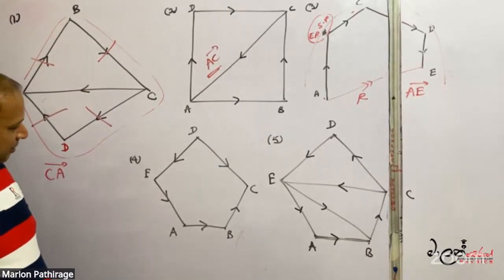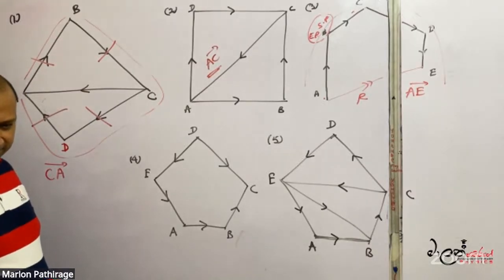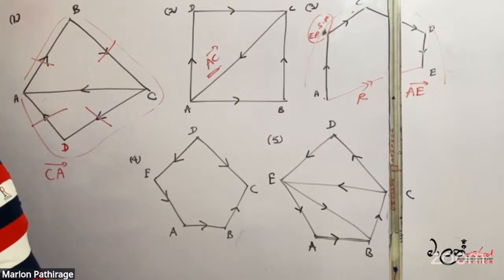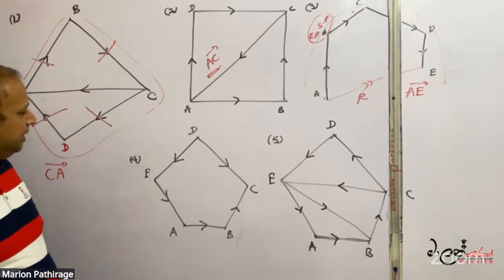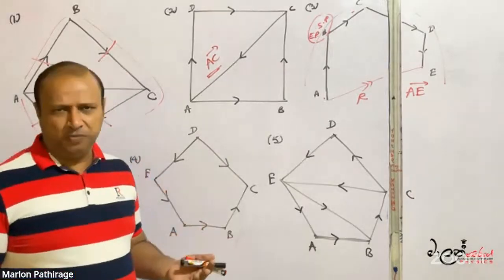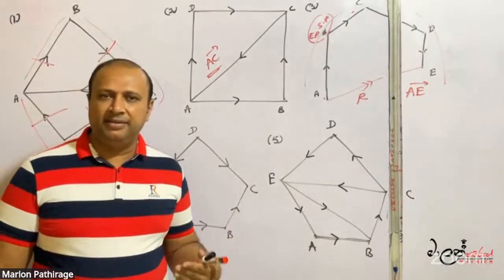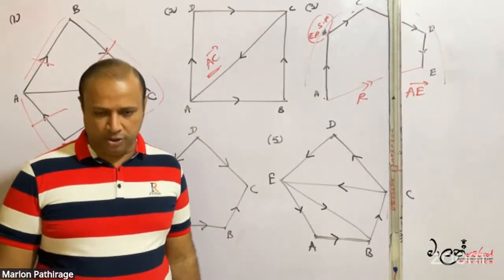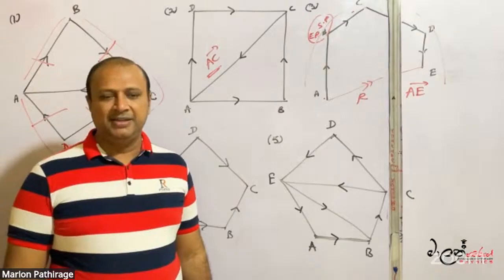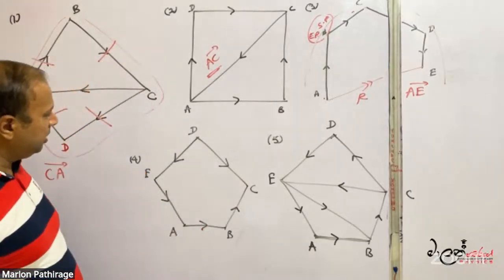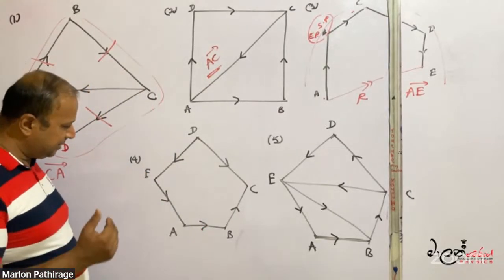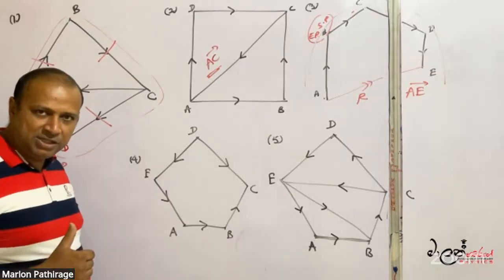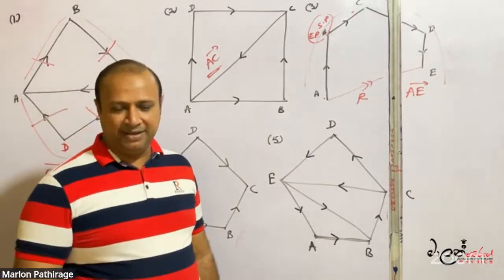Is there a closed loop? No. There's no closed loop. If there's no closed loop, take the addition of vectors as much as possible. So in such cases, you have to consider a vector system as long as possible.